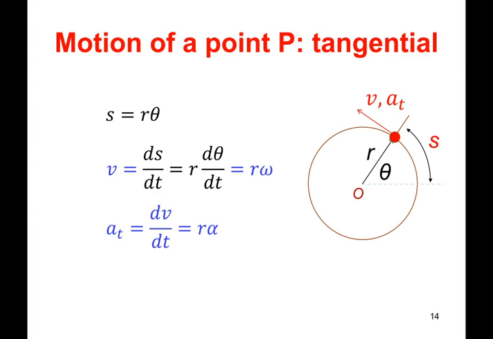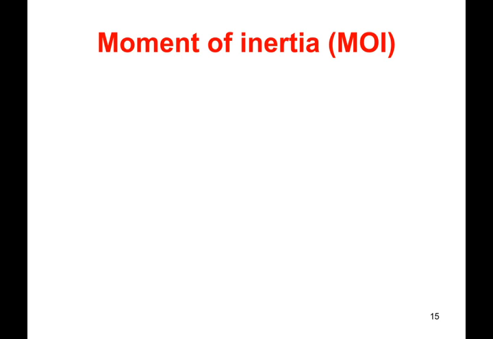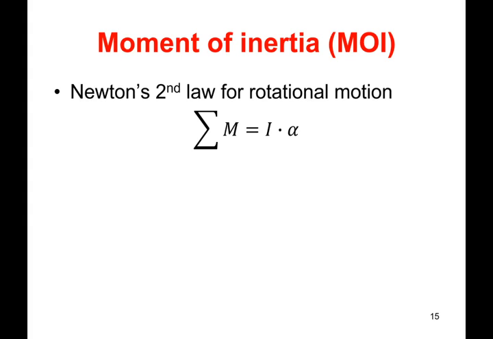The next step is to find the analogous law in the rotational motion, which has an analogy to Newton's second law. So the rotational Newton's second law, if you will. To do so, we have to define the moment of inertia, which is I. We are going to talk about the moment of inertia a little more, but using the moment of inertia and the angular acceleration, we can have Newton's second law for a rotational motion.